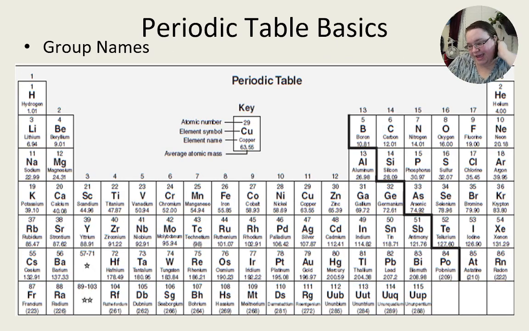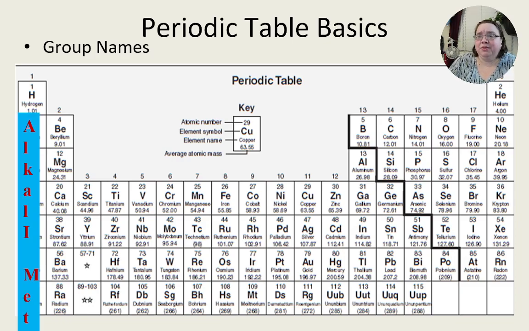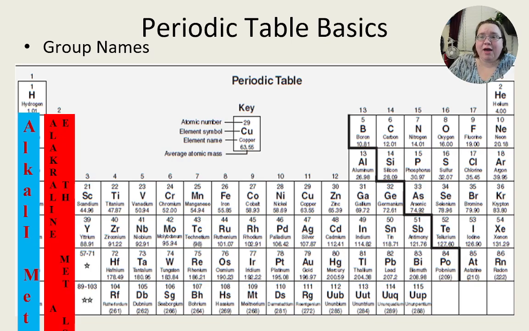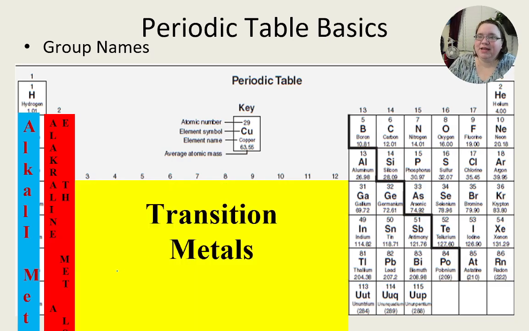Our group names. I will be referring to elements by their group names, so you need to make certain you know your group names. Group 1 are your alkali metals. Group 2 are your alkaline earth metals. The spelling is funky. This middle section of the periodic table is my transition metals.